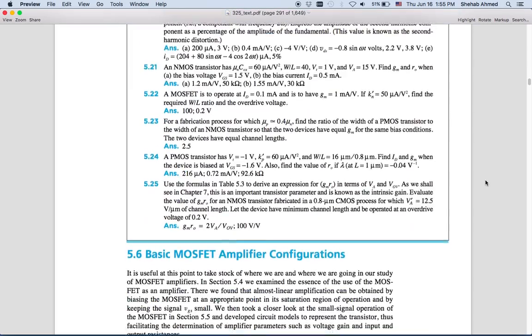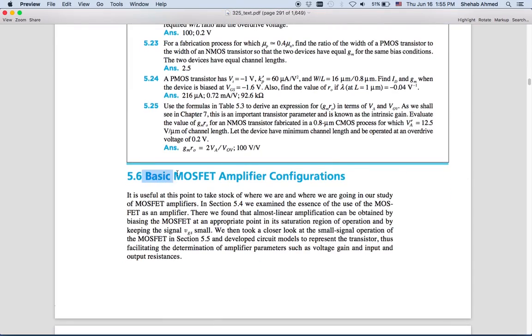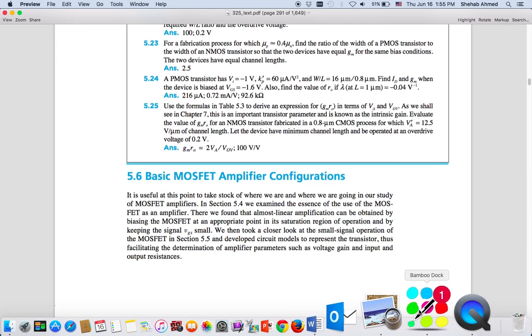And we will stop here. We will stop at the end of section 5.5. So we will not be doing section 5.6, and I will be modifying the homework problems to reflect that. I may cancel some problems to reflect that.